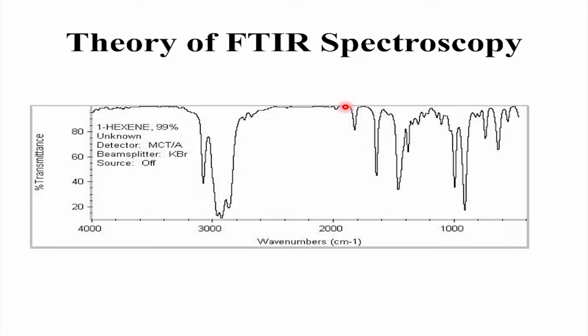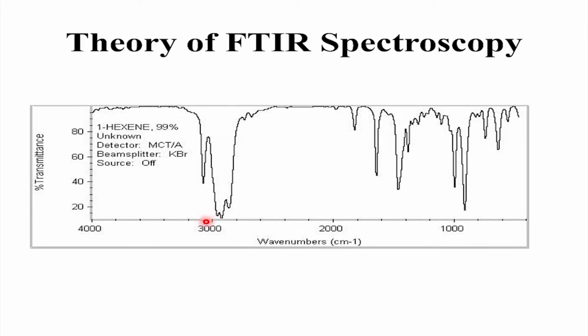That means if there were 100 photons for each individual frequency in this region, none of those frequencies or energies are absorbed by the sample. At the same time, when you look at this 3000 centimeter inverse region, you can see there are 1, 2, 3, 4 strong absorptions happening in this region.